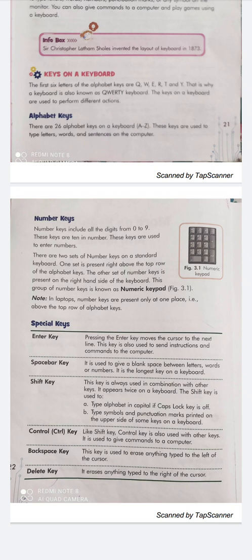Come to the third one, that is special keys. In special keys there are many keys. For example, the enter key, spacebar key, shift key, control key, backspace key, delete key. These 6 types of keys are there in special keys.